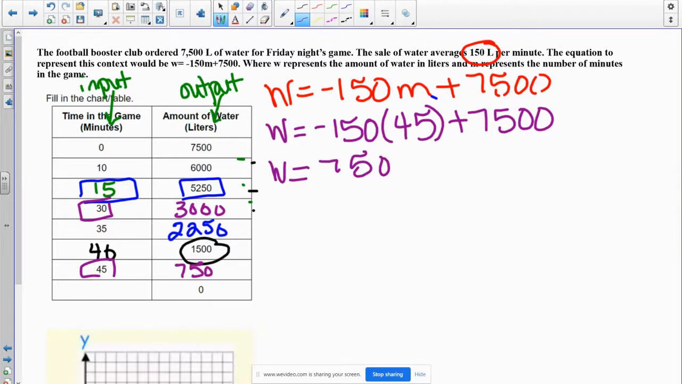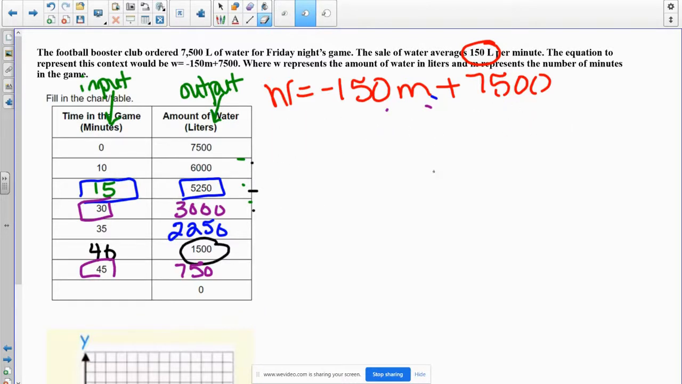So the last row asks the question, we want to know the output of 0. So when we have 0 water left, which hopefully is towards the end of the game, or the concession stand's not going to have any water and some people are going to have to choose something else to drink, we're going to put 0 water. So when, in other words, do we run out? How many minutes into the game?